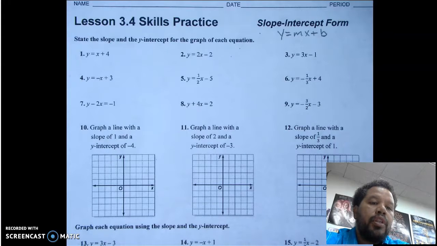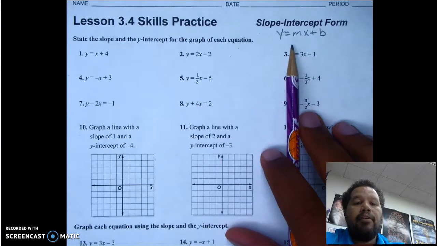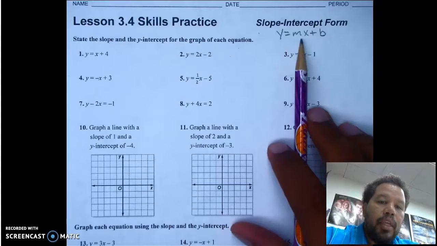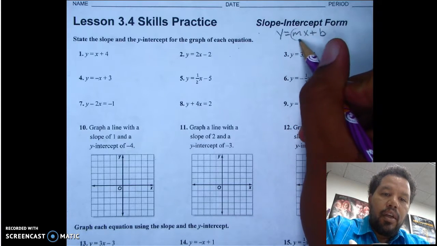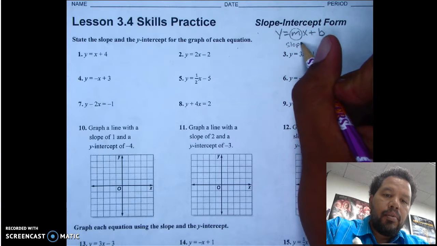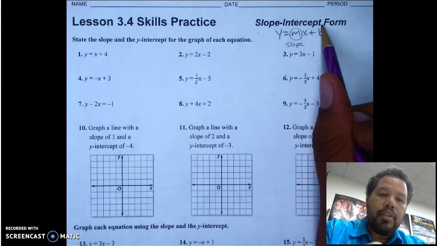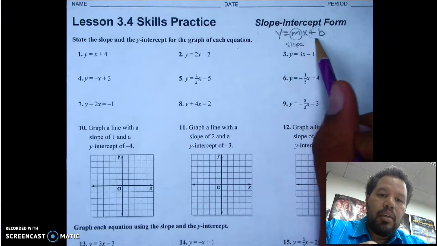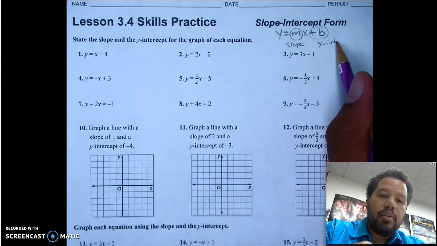Lesson 3.4 Skills Practice. Slope-Intercept Form. So the slope-intercept form looks like this, y equals mx plus b. And the two parts that are identifiable are the slope, which is the m right there, and the y-intercept, the plus b. Plus b, this is the y-intercept.